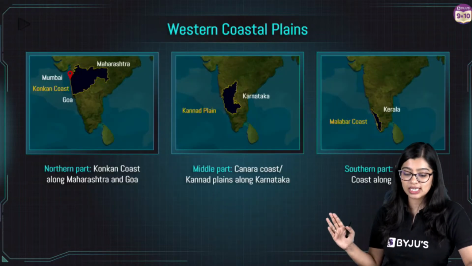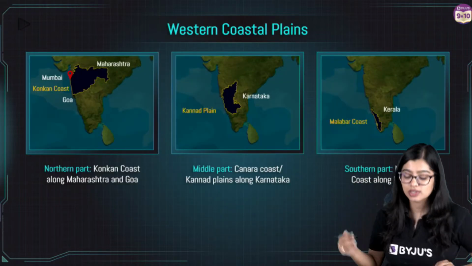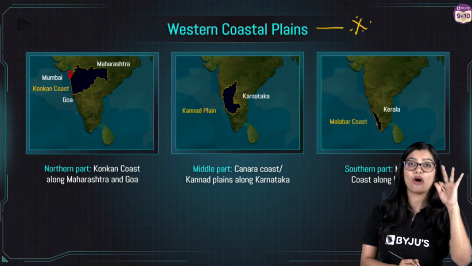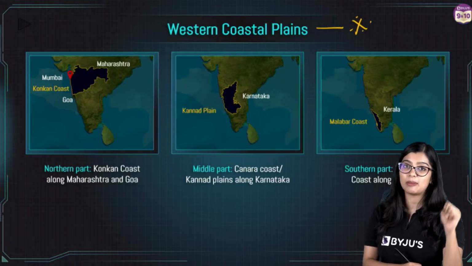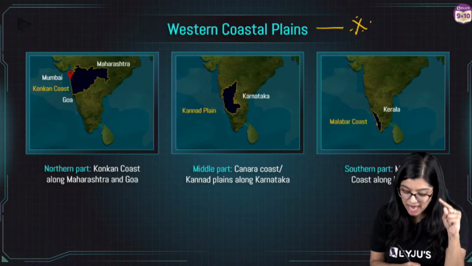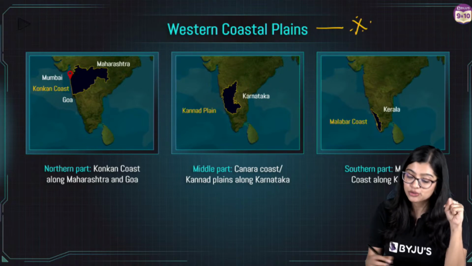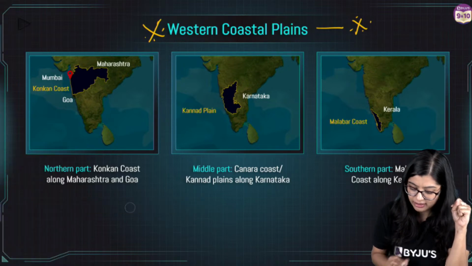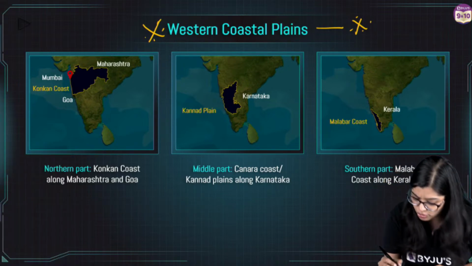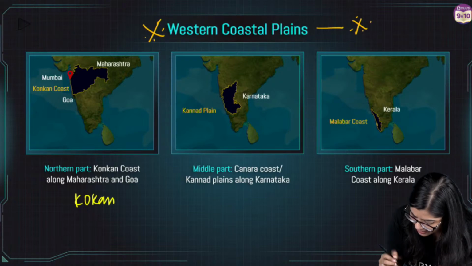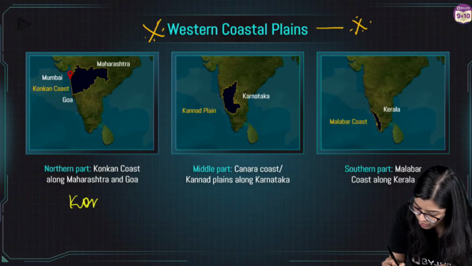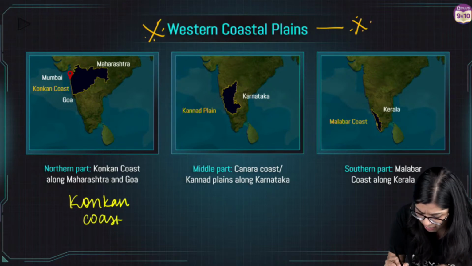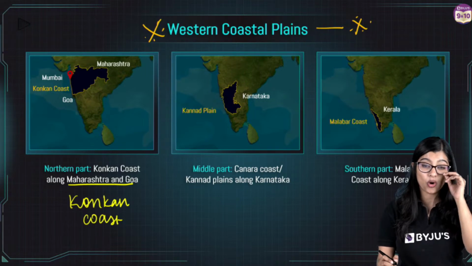Now this western coastal plain is again divided into 3 regions. This is very, very important, 3 important things. They can ask you how the western coastal plain is divided, or what are the 3 parts that make up the western coastal plain. So please star mark this point in your textbook. You have the northern part, the Konkan coast, which is between Maharashtra and Goa.